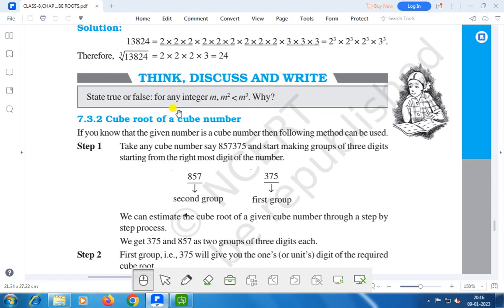True or false: for any integer m, m squared is less than or equal to m cubed.